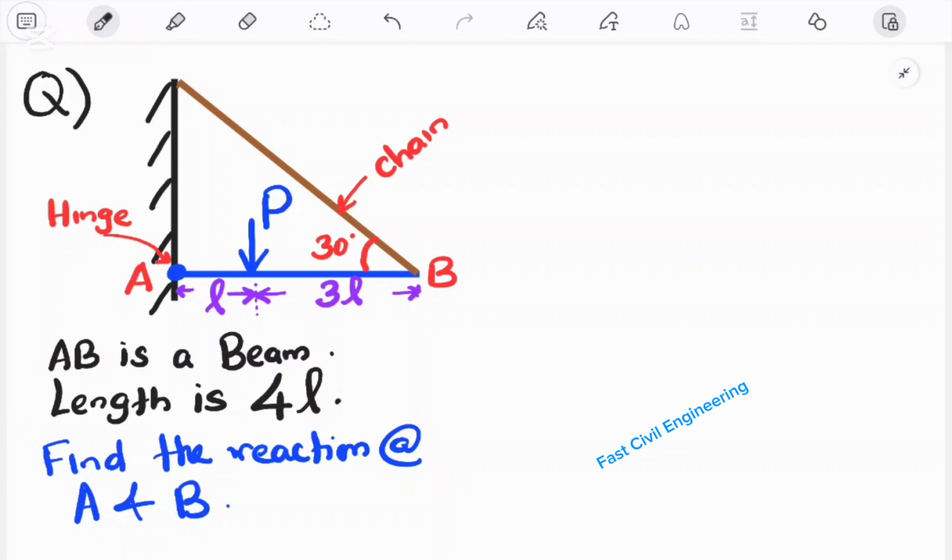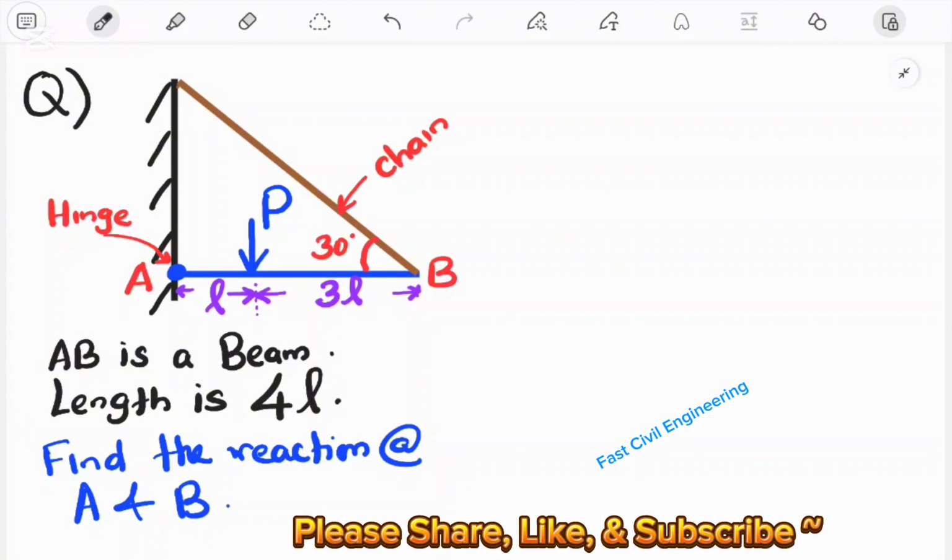Here AB is a beam, length is 4L. The beam or rod is supported at A as a hinge support, and the other end B is hung by a chain. The question is, find the reaction at A and B.